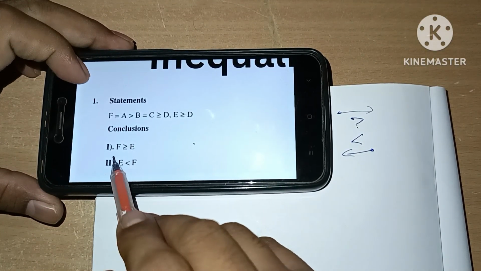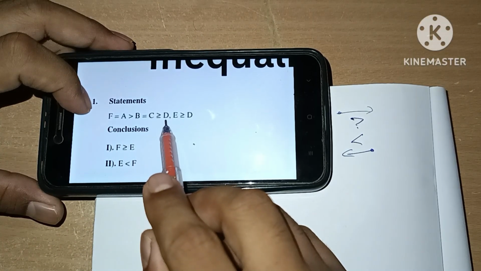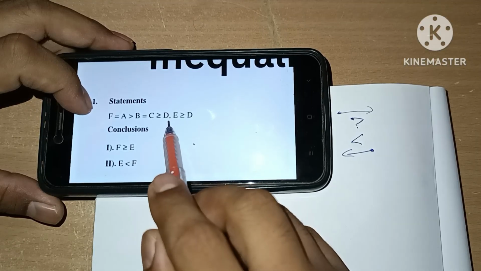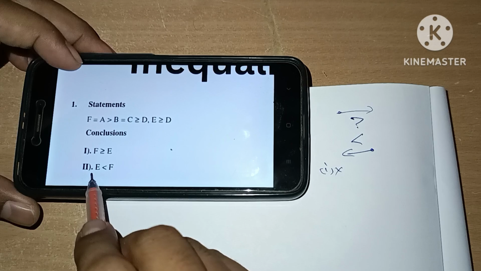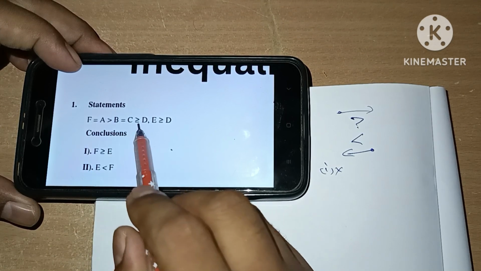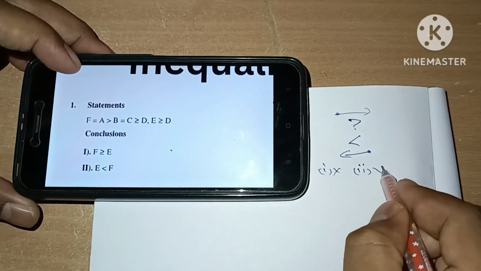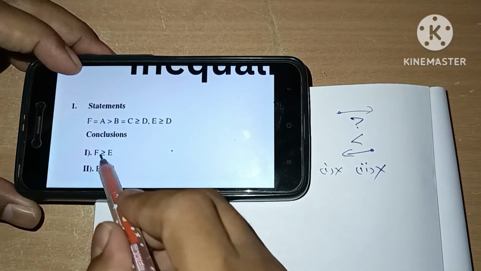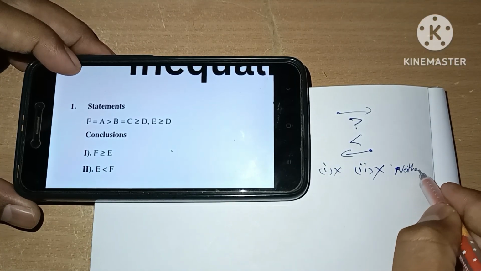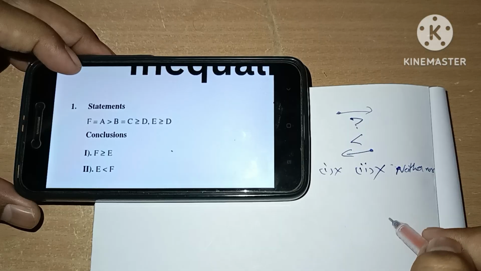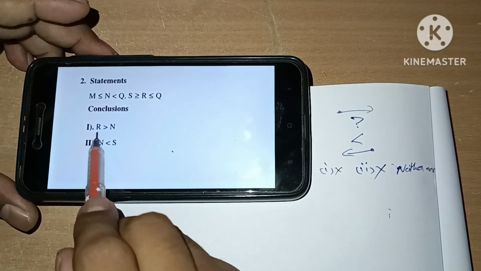First one, the flow from F to E, with everywhere equals to. From F we are able to reach D, but cannot reach E. So the first conclusion is false. Second conclusion, the flow from E to F. From F we can reach D, but we cannot reach E. So the second conclusion is also false. Here F is greater, here also F is greater. So the answer for this one is neither nor. Okay, next, second question, the flow from R to N.